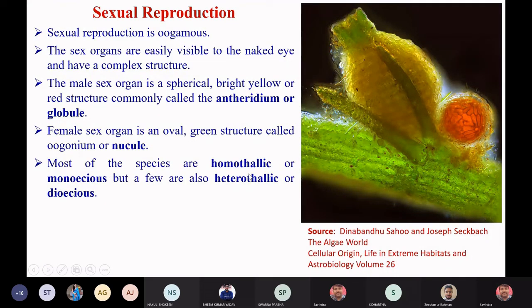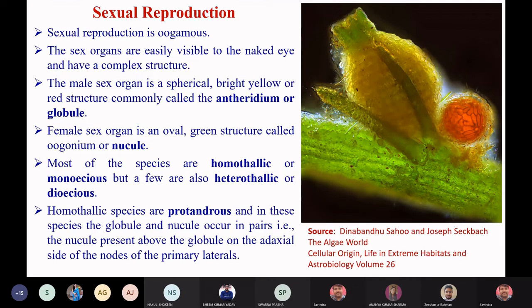Most of the species are homothallic or monoecious, but few are heterothallic or dioecious. Okay, what do you mean by homothallic? So homothallic means that both are on one only. Both male and female sex organs are on a single thallus. That is known as homothallic or monoecious. And if they are originating on different thalli, they are known as heterothallic. Good.